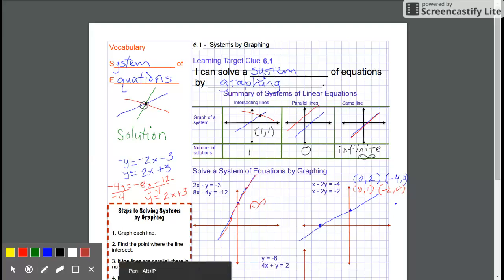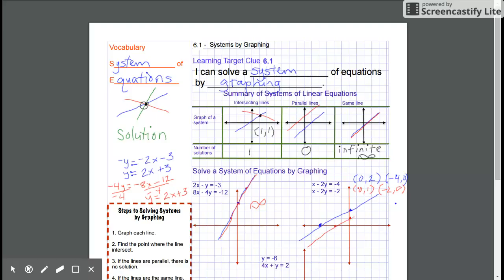I did the same thing for my second line, and this time when I figured out my y-intercept, it was (0, 1). So I plot that point right there. And my x-intercept was (negative 2, 0). I graph my two lines, and I notice something.